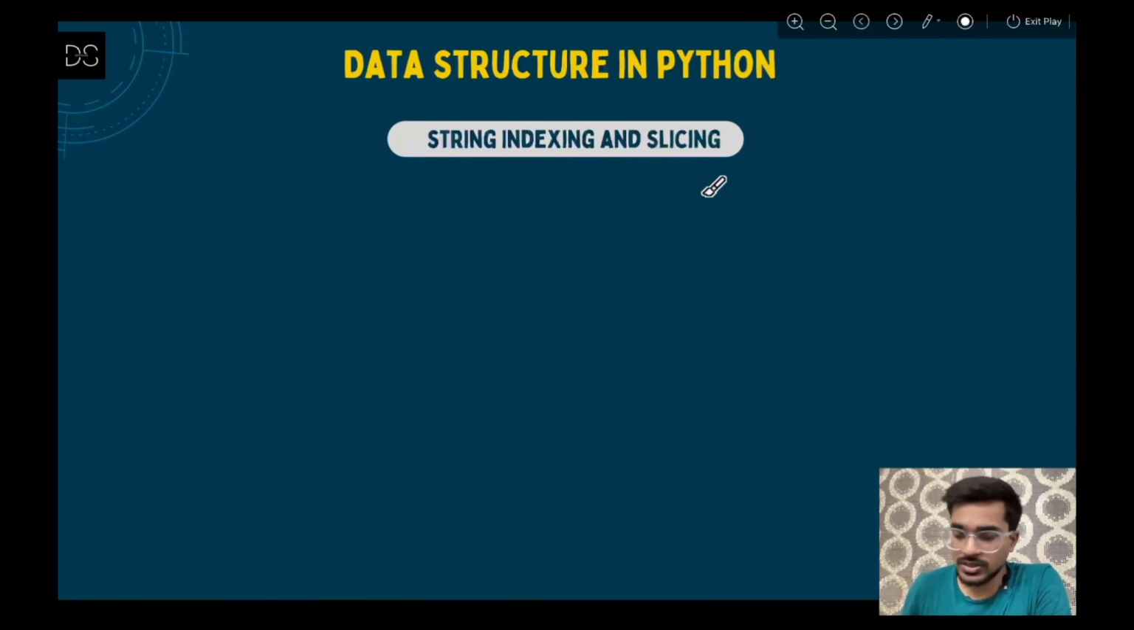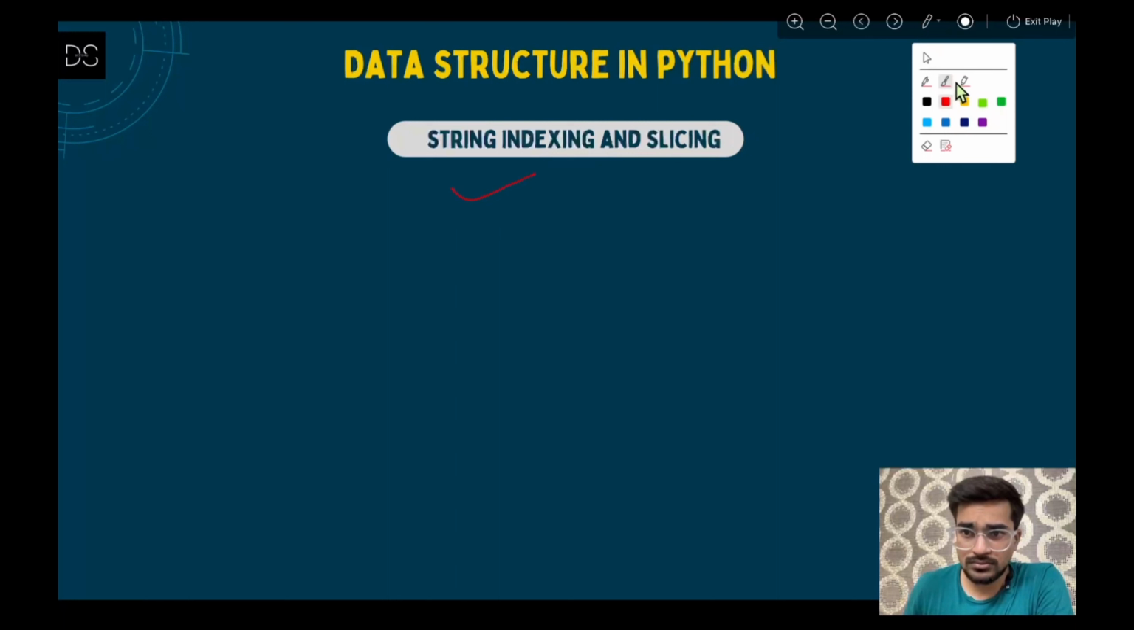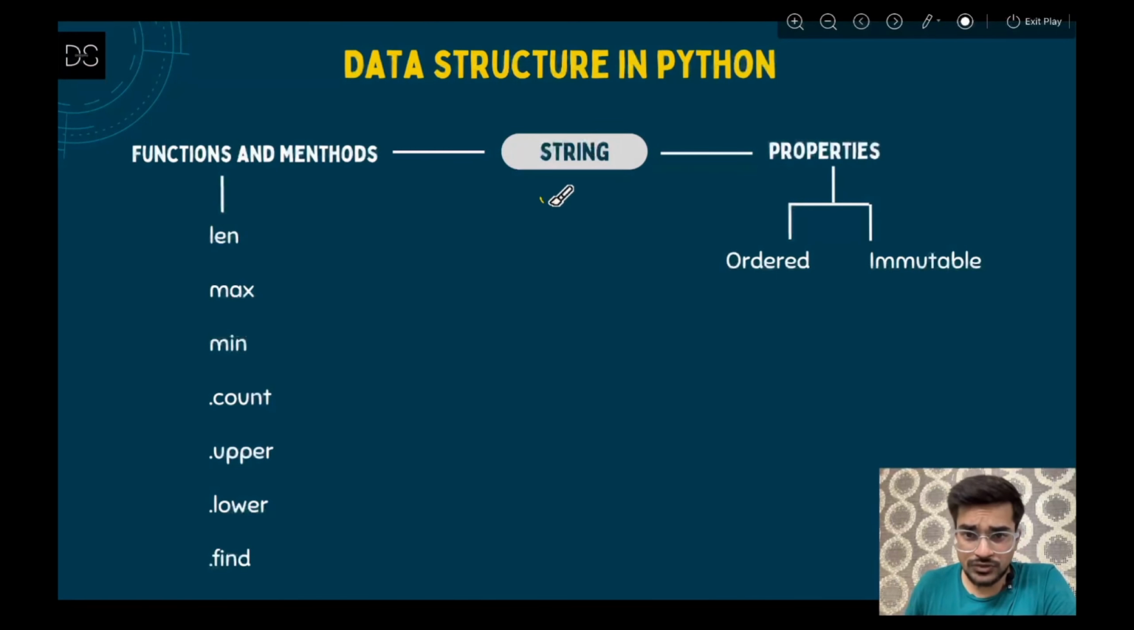चलो guys, so let's start. Last video में हमने कहाँ तक cover up किया था, string indexing and slicing देखा था. So next what we are going to do, we are going to discuss the string properties. So there are actually two properties we have, ordered and immutable. So इसको हम लोग one by one देखेंगे and then we will discuss about the functions and methods that are used in strings.